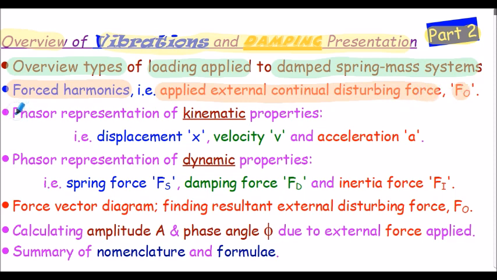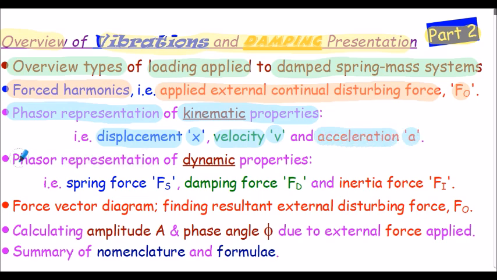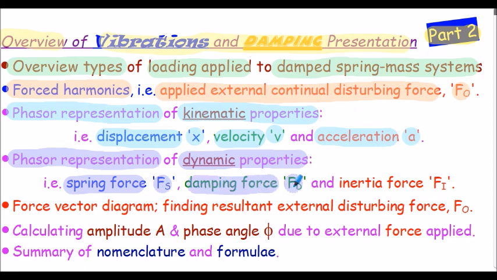We will consider phasor representation of kinematic properties. By that we mean the displacement, symbol X, the velocity, symbol V, and the acceleration, symbol A. And we'll see how this relates then to phasor representation of dynamic properties. That includes the spring force, Fs, the damping force, Fd, and the inertia force, Fi.